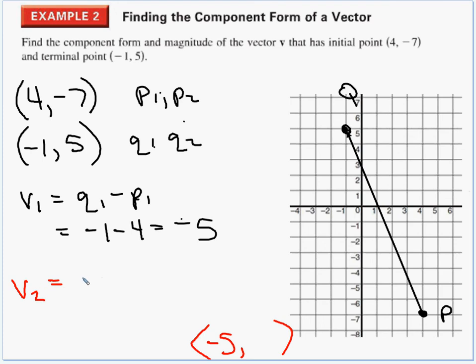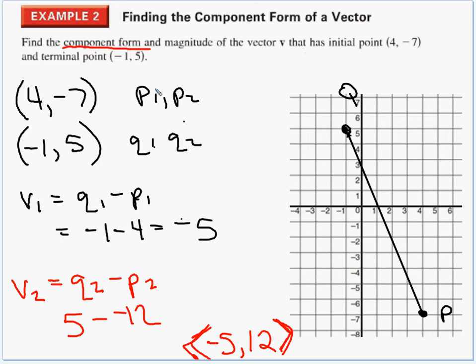So here, this is going to be Q2 minus P2. So that'll be our 5 minus negative 7. 5 minus negative 7. Add the opposite. That'll turn into a 12. Negative 5, comma 12. Again, that's in our brackets there. So that is our component form.